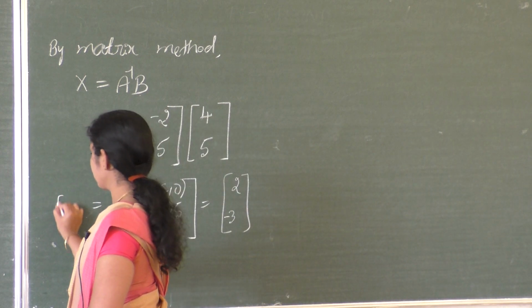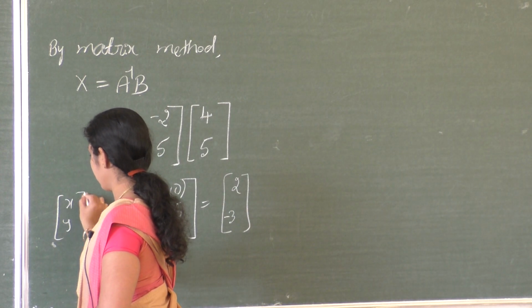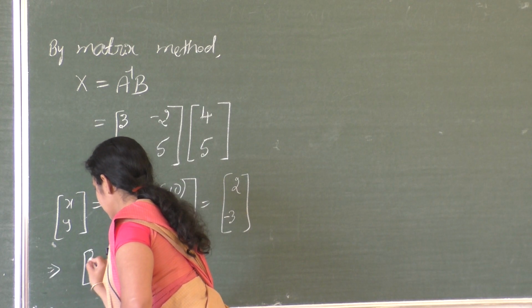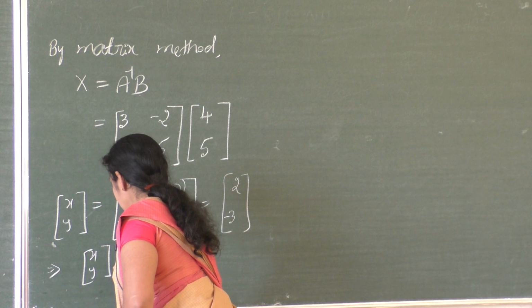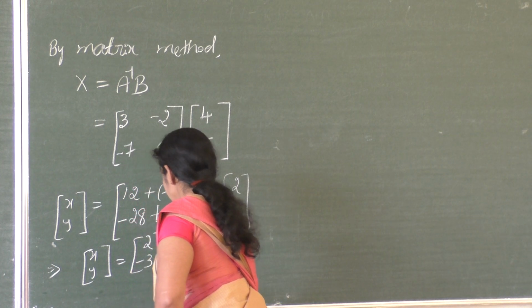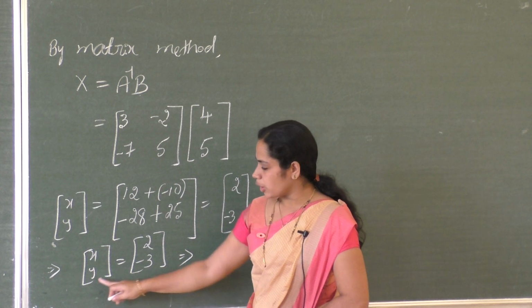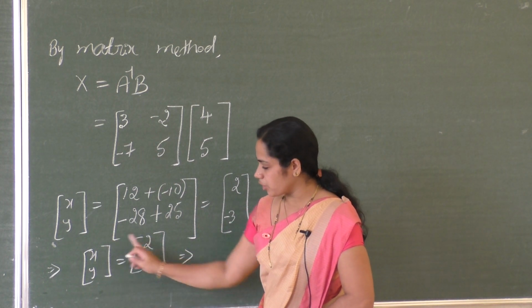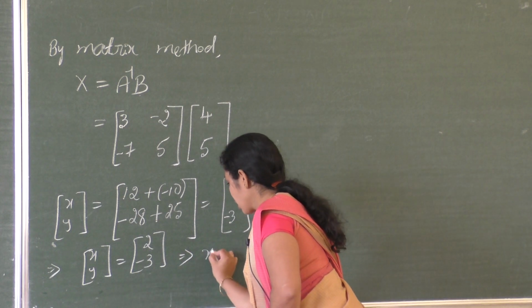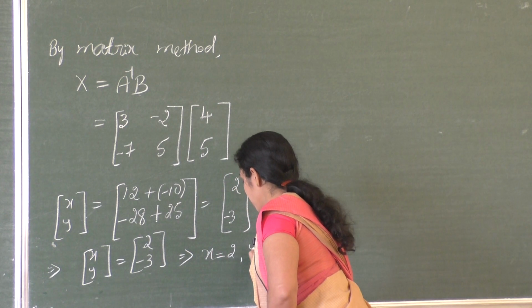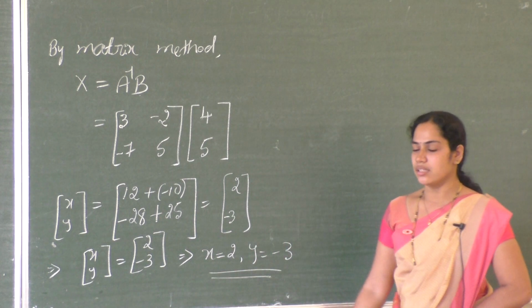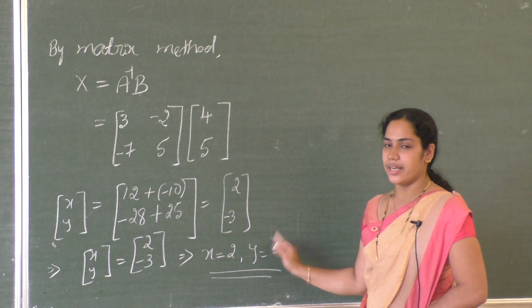Now what is X? X means x, y. This implies that x, y is equal to 2, minus 3. Now two matrices are equal, therefore their corresponding elements are equal. Therefore x is equal to 2 and y is equal to minus 3. This is the value of x and y.